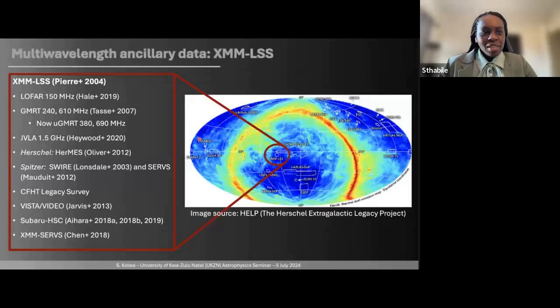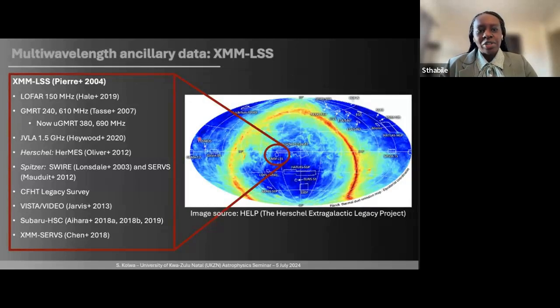And given that the fields that were targeted in the MIGHTEE proposal already have legacy observations in multiple wavelengths spanning from the X-ray all the way down to the far infrared, mid-infrared, near-infrared, and optical, as well as low and high frequency radio, we are essentially hitting the ground running with our work.